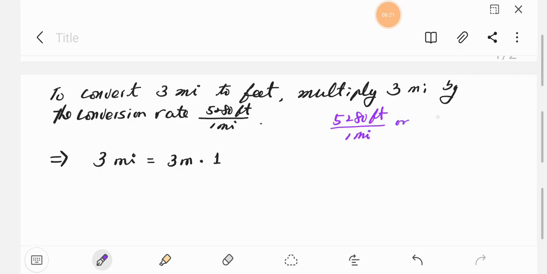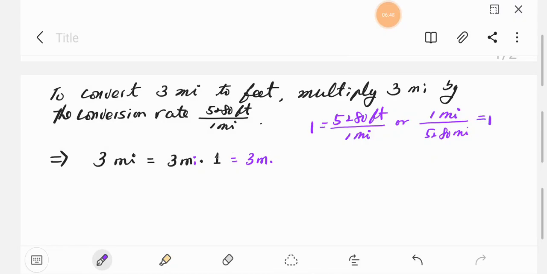Or 1 mile goes to the numerator over 5280 feet. So this is the conversion rate. So write 3 miles, and then 3 miles is equal to 3 miles times 1, right? Then you can rewrite it as 3 miles times 1. As you see, this is equal to 1, and this is equal to 1.